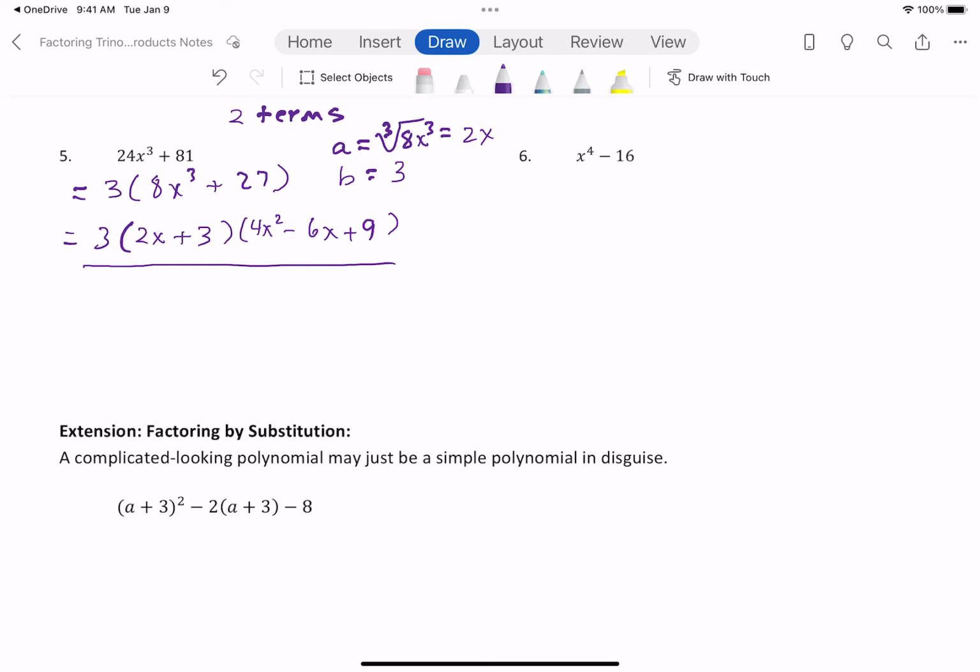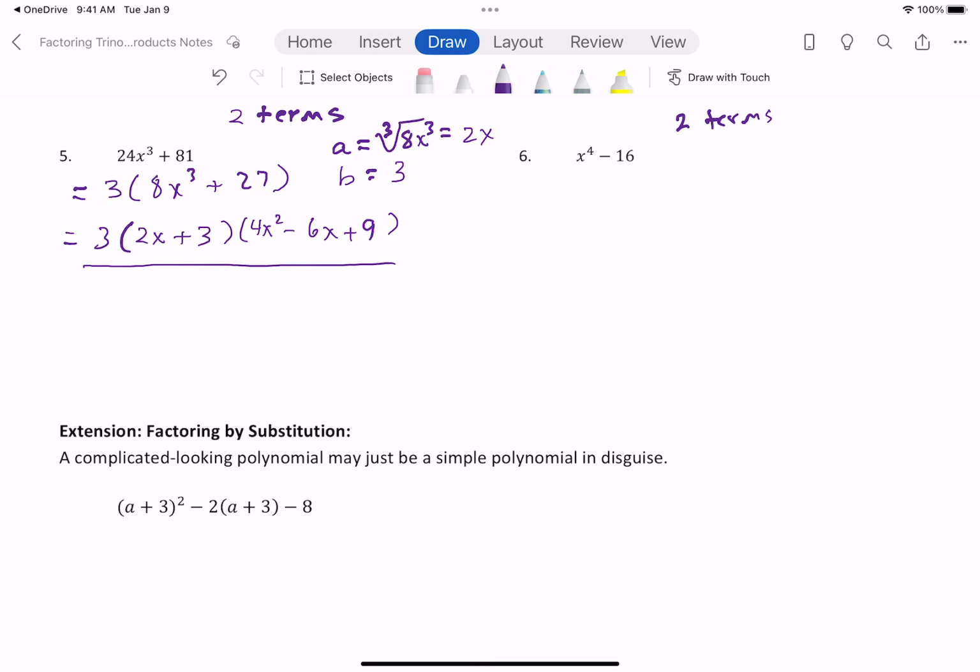Number 6, this isn't one that we're going to see a whole lot now, but this is an idea that is going to come up later in the course. So it's a good idea to start looking at it here. First, I see that I have 2 terms. They're not perfect cubes, but they are perfect squares. And we also have a difference. So this is a difference of squares kind of in disguise.